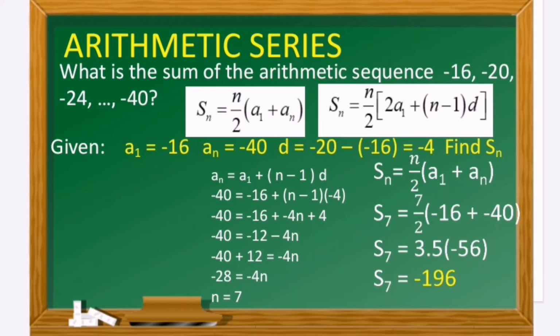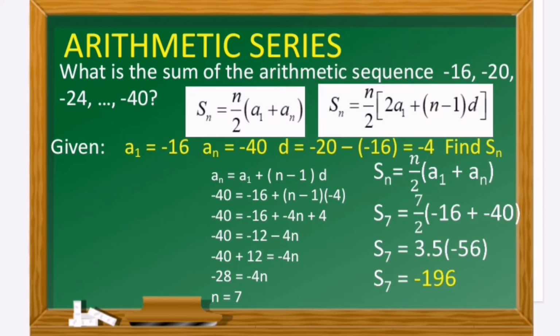Substituting these values onto the equation a sub n equals a sub 1 plus the quantity n minus 1 times d, a formula which is very much familiar to you already. Negative 40 is equal to negative 16 plus the quantity of n minus 1 times negative 4. Simplifying this will give us n equal to 7.